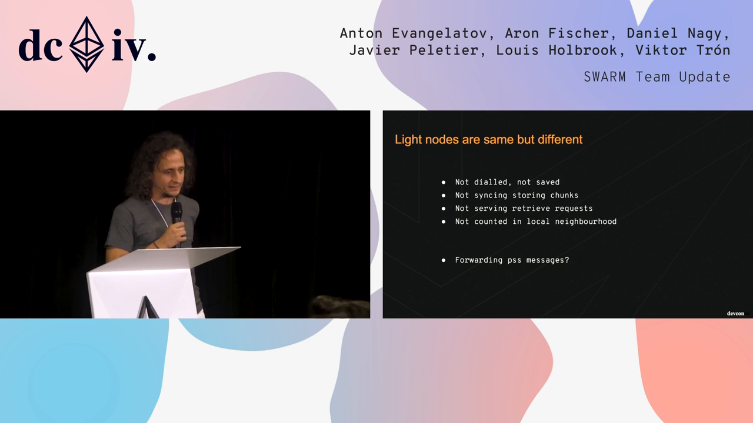And also, in order to respect the redundancy properties of Swarm, they are also not counted in the local neighborhood. So once we have that, we're going to be a lot more tolerant towards high churn, especially if we set the light node as the default mode of operation, and people who run permanent nodes explicitly have to set it to full nodes. So this will contribute to the resilience of our network.